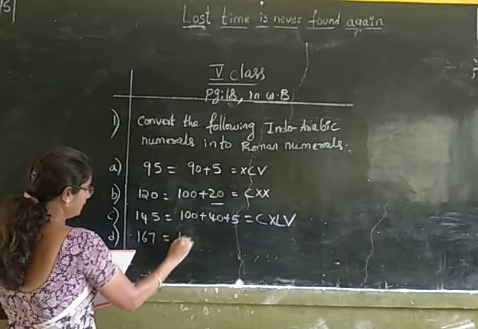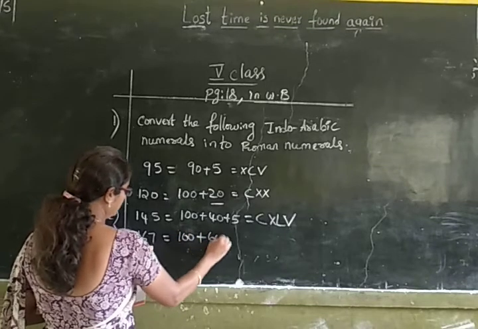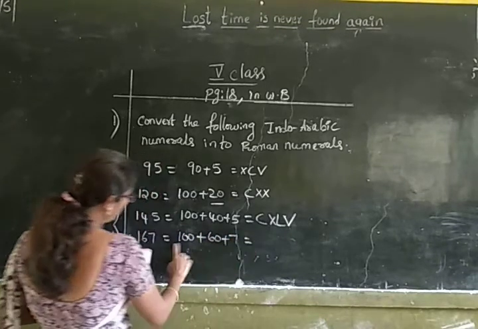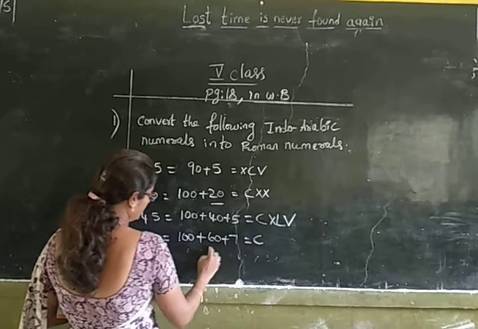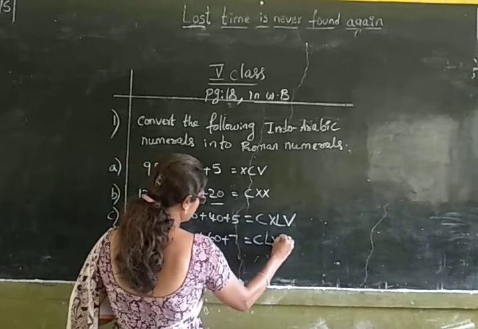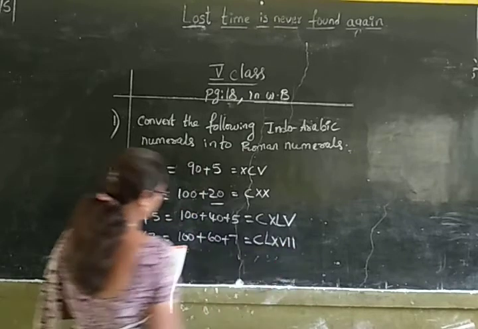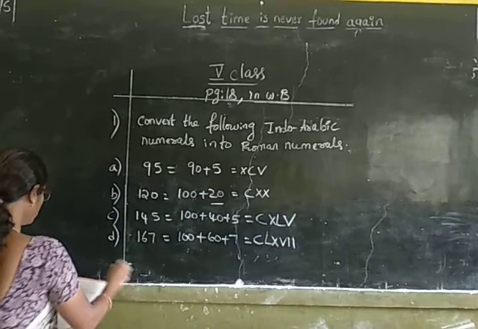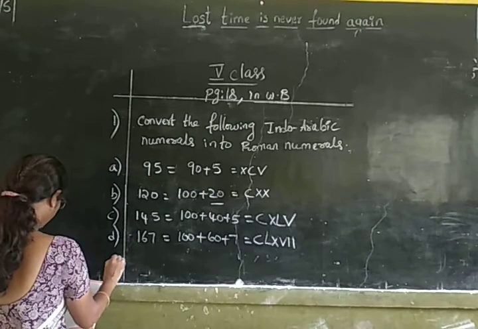167. 100 plus 60 plus 7. You all know that 100 means C, 60 means LX, and 7 means VII. Okay. Now let us do E sum.